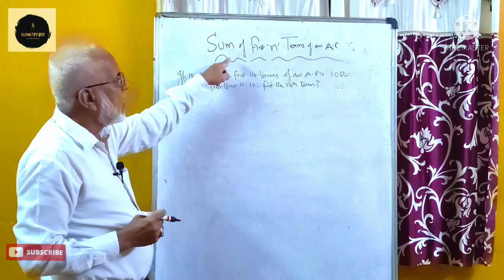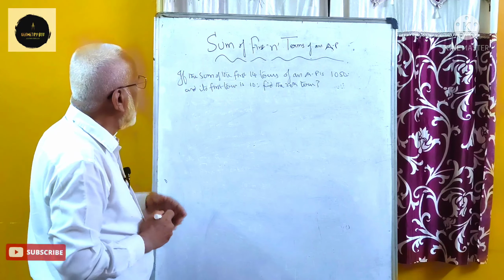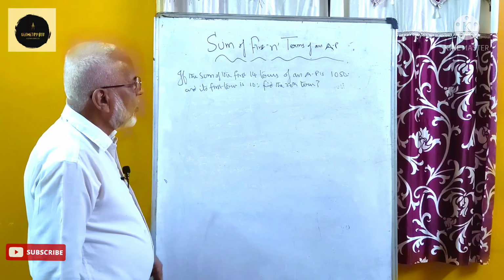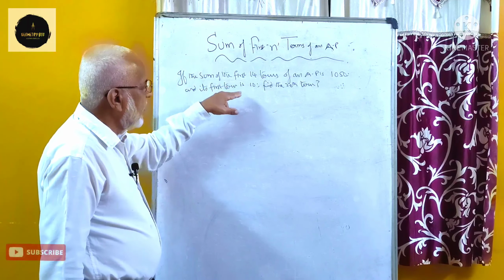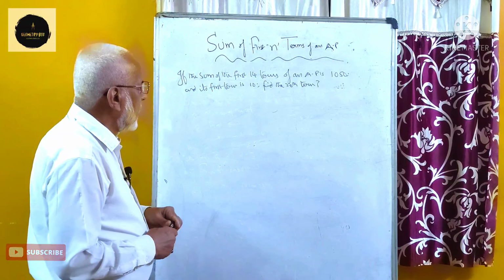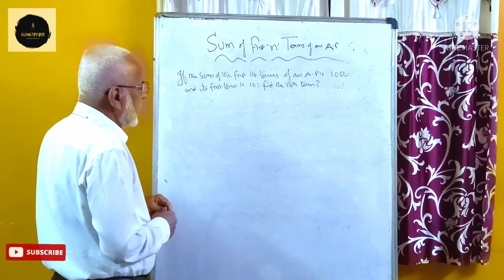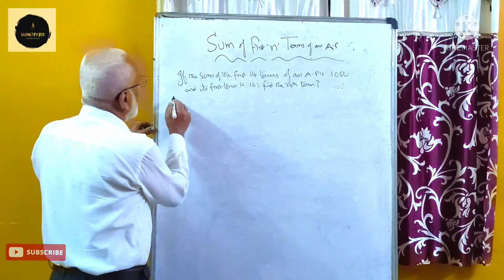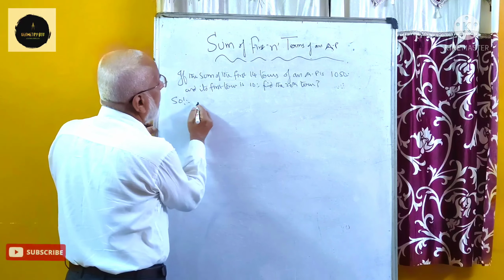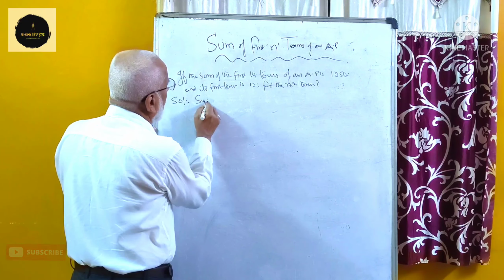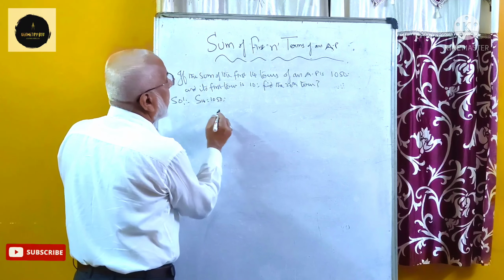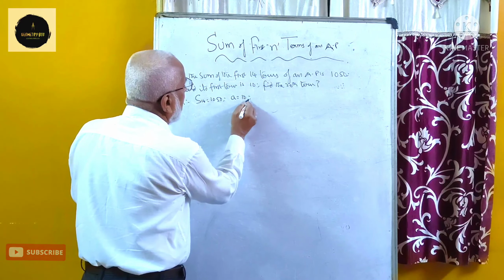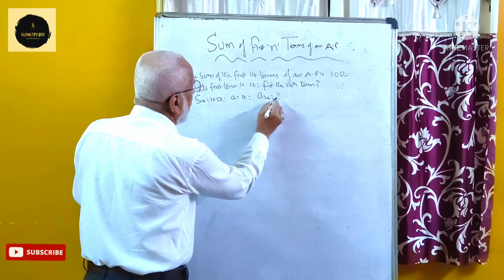Now another example on the sum of the first n terms of an AP. Question: if the sum of the first 14 terms of an AP is 1050 and its first term is 10, find the 20th term. In the solution, S14 is 1050, the first term a is 10, and a20 is the question mark.